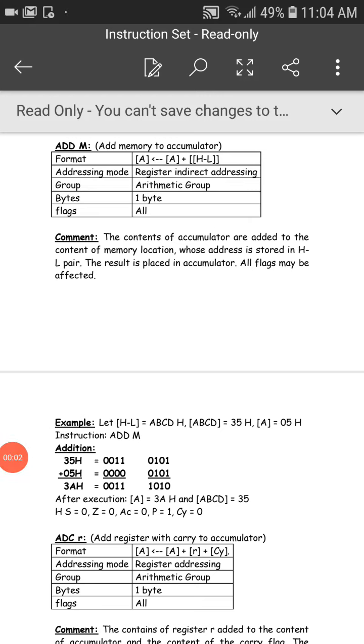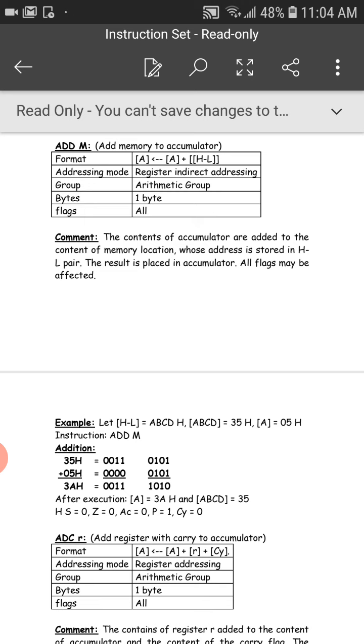So next is ADD M instruction, that is add memory to accumulator. So what this instruction does, see here, the format of the instruction is it adds the content of the HL register pair plus the accumulator, and the result is stored in A. See here in the first block.